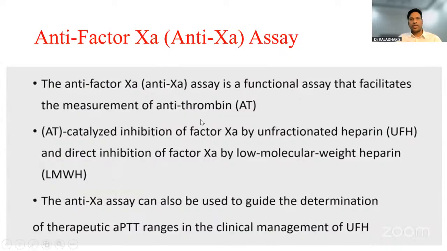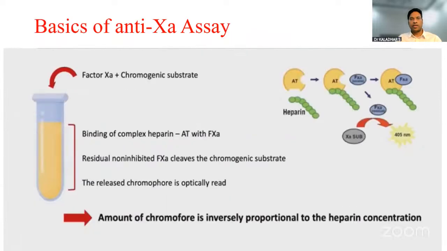So coming to the anti-factor 10A assay, it is a functional assay, as I was telling, and rather than ACT or APTT, it is more and more being used to look at heparin function. It is a measurement of antithrombin-catalyzed inhibition of factor 10A by unfractionated heparin and direct inhibition of factor 10A by low molecular weight heparin. So the function of both can be looked at by measuring anti-factor 10A. It is basically used to guide the determination of therapeutic APTT and the clinical management of how we generally look at it.